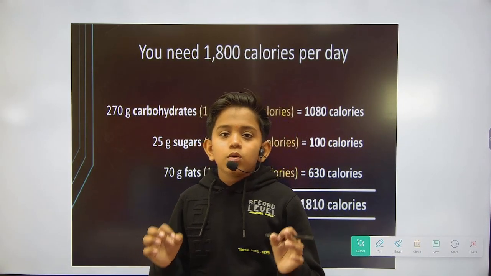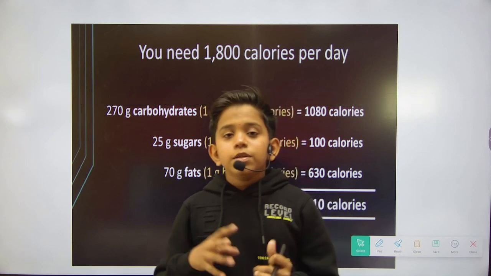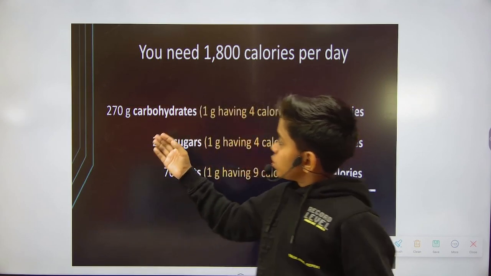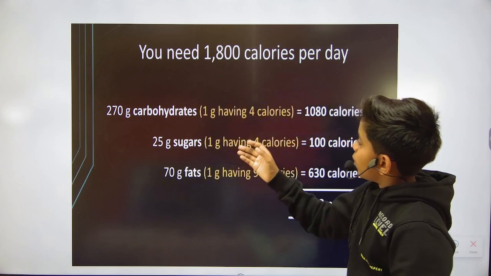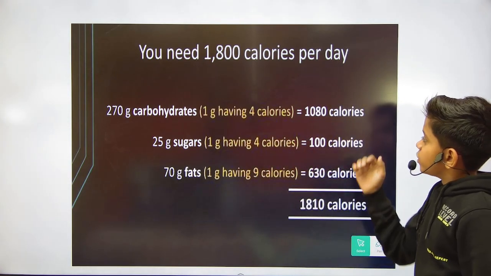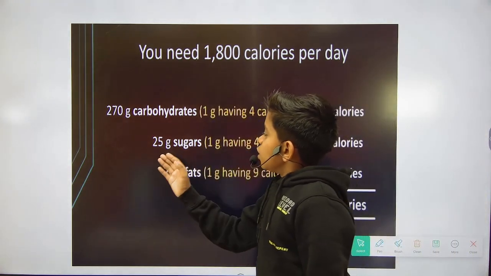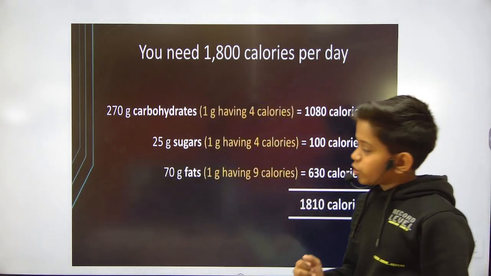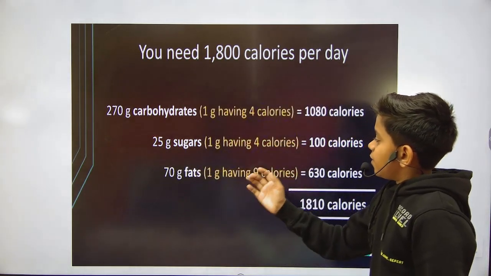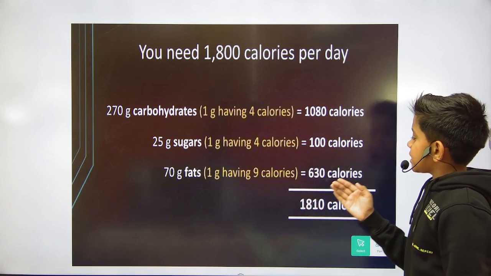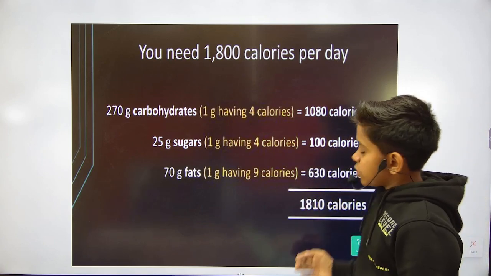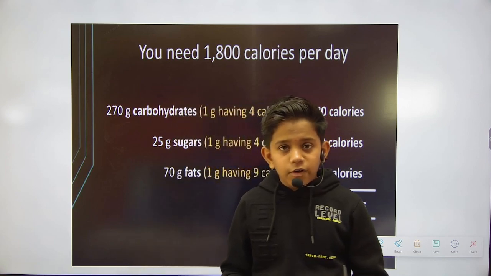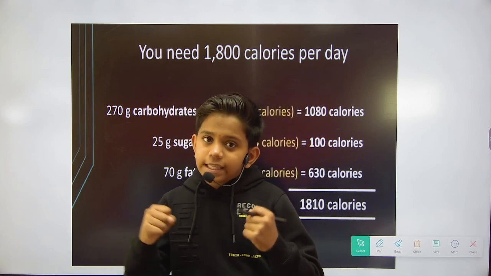You need 1800 calories per day, means how many calories you should intake? 1800 per day. 270 gram carbohydrate, 1 gram having 4 calories, that is 1080 calories. 25 grams of sugar, 1 gram having 4 calories, means 100 calories of sugars. And 70 gram fats, 1 gram having 9 calories, which is 630 calories. So, we should take 1810 calories per day, which is sufficient for our body, and by this we can maintain our health.